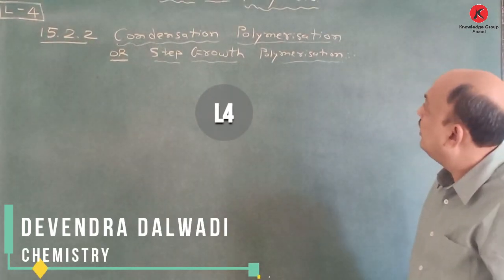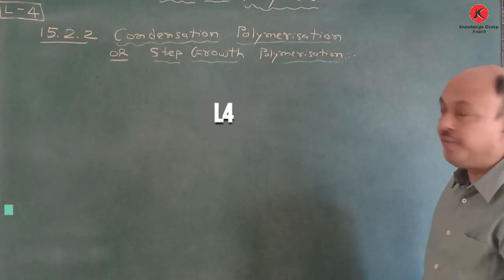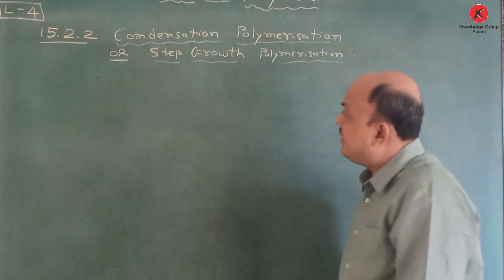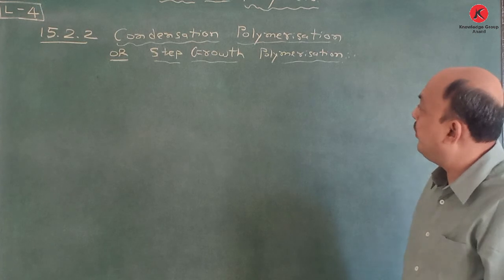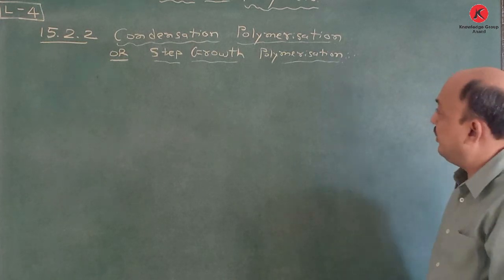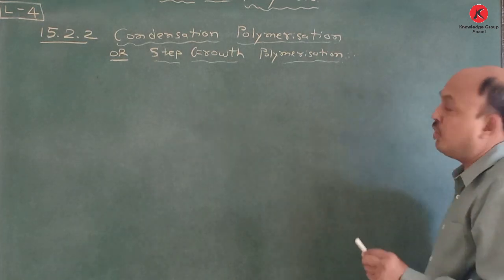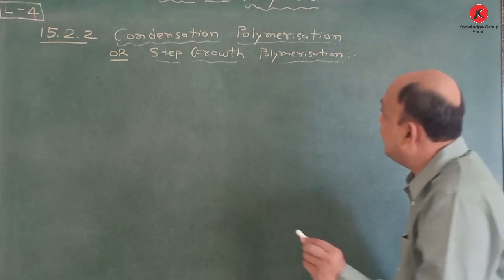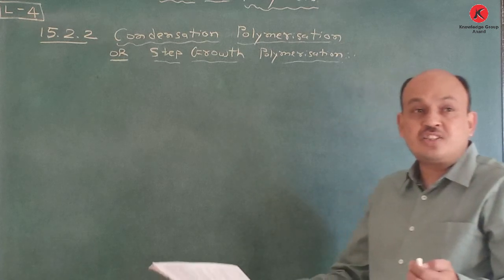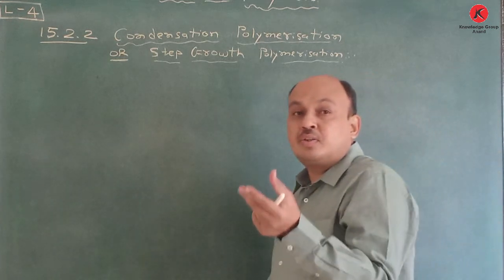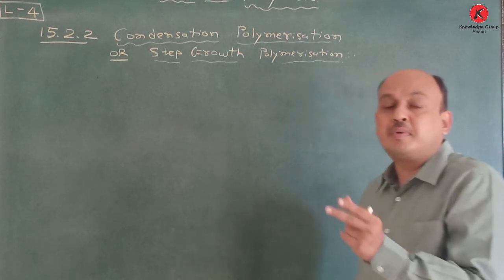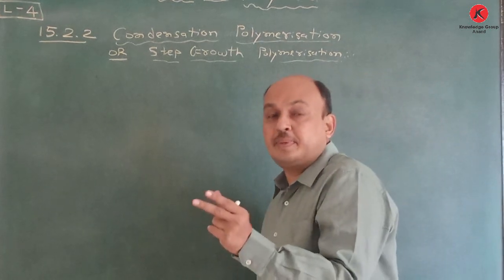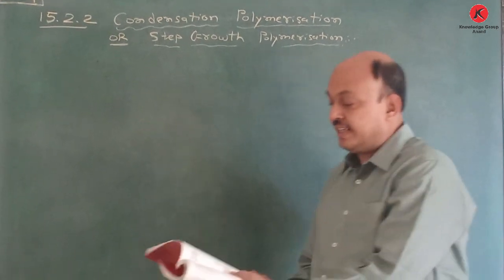Okay, now in Unit 15, Polymers, lecture number 4, the topic in your NCERT textbook is 15.2.2, condensation polymerization or step growth polymerization. What is the meaning of condensation polymerization? First of all, understand this one. Condensation means to connect, and to connect, a bifunctional or trifunctional group is present. So first of all, a sentence is written.